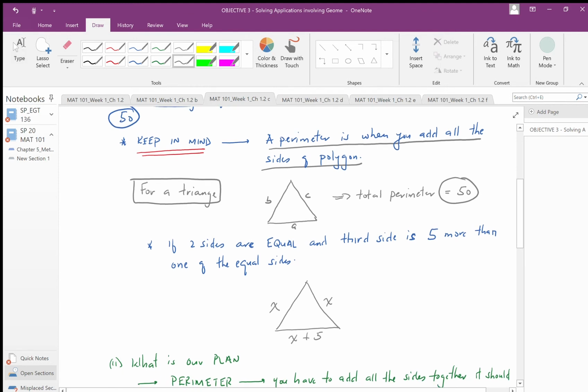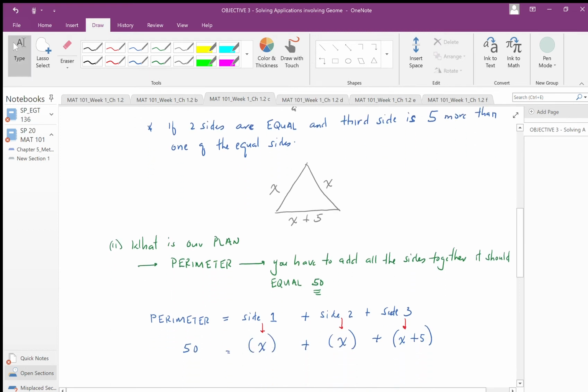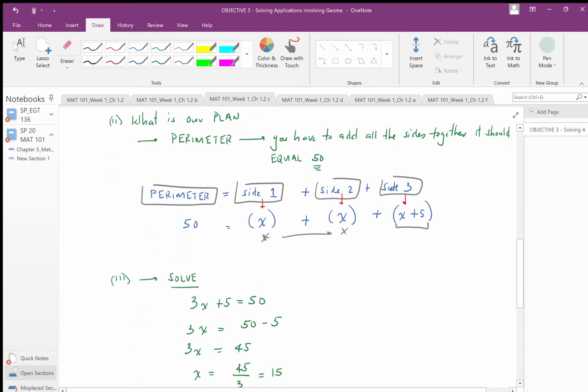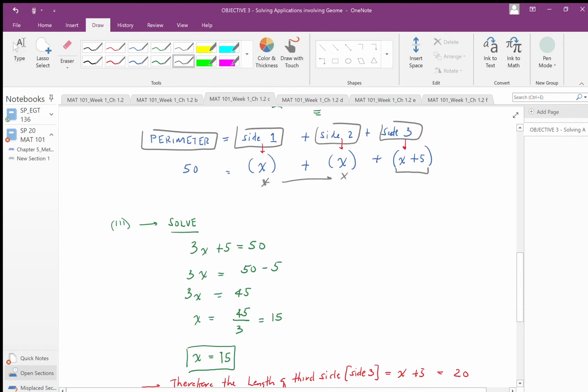Well, if two sides are equal and the third is 5 more than one of the equal sides, then we can set up our algebraic equation. Okay, our perimeter equals one side, two sides, and the third side. Well, we know one side is going to be x because they're equal to each other, right? And the third is 5 more than one of those sides, which is going to be x plus 5. So once we have set up the algebraic equation, or expression I should say, we can solve for x. And when you do so, you get x happens to be 15.